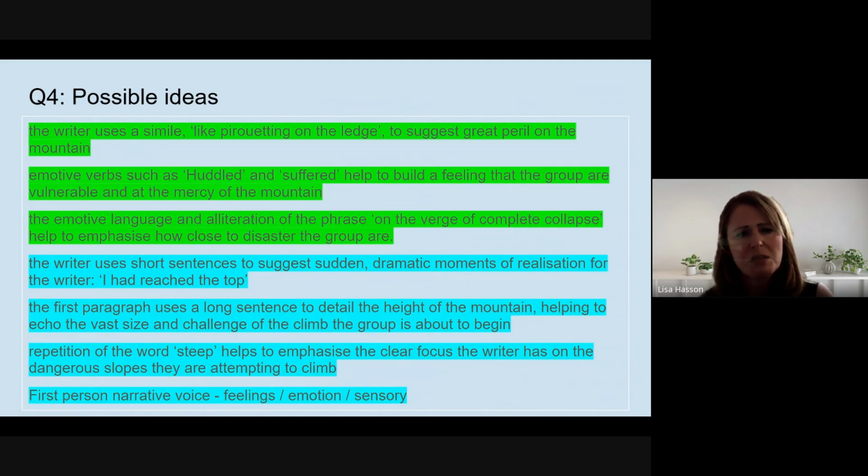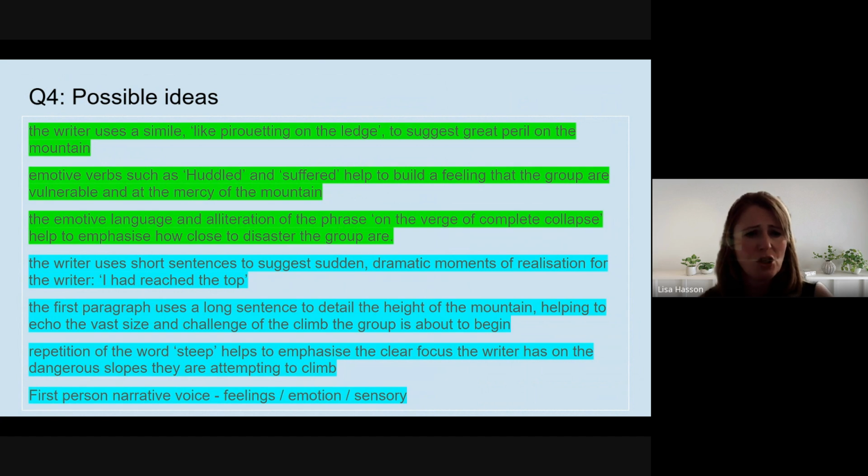Okay, so the writer uses a simile like pirouetting on the ledge to suggest great peril on the mountain. You've got your emotive verbs such as huddled and suffered to help build a feeling that the group are vulnerable and at the mercy of the mountain. Emotive language and alliteration of the phrase on the verge of complete collapse to emphasize how close to disaster the group are. The writer uses short sentences to suggest sudden dramatic moments of realization.